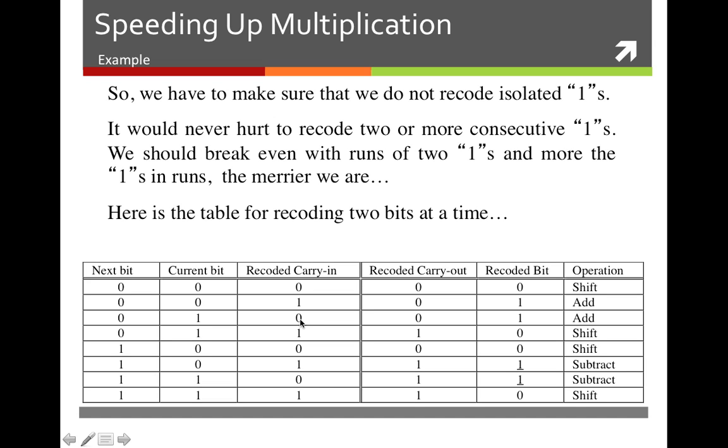Now here is another case where we have a current bit of 1, but the next bit is 0. So this is where we keep things identical. In the first algorithm, we would have recoded this as -1. But we're not doing it here. We just keep it as 1. And then we don't generate a recoded carry out, because we haven't recoded this. That's what this indicates. So this 1 with a 0 in front of it stays put.